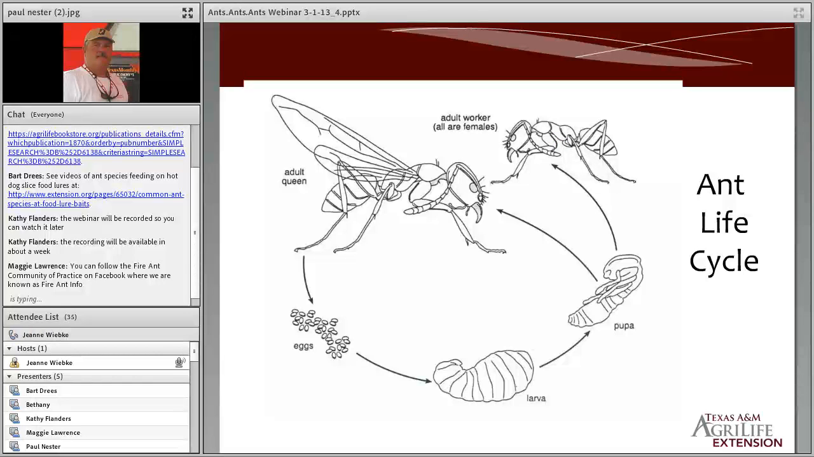So when we think of the ant life cycle, all the ants, whether it be fire ants, tawny crazy ants, or Argentine ants, all of them have a very similar life cycle, and that's what we want to target to make sure that we control our next generation of ants so we'll have a nice reduction in our population.